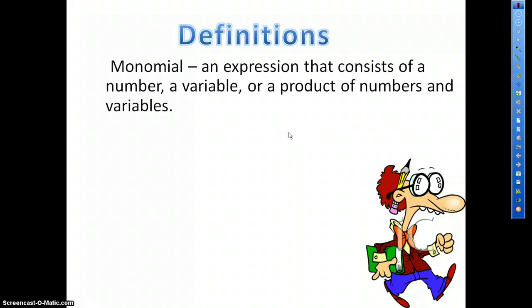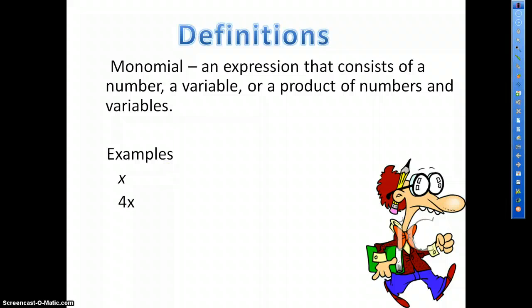Alright, so the first definition that we're going to touch on today is the word monomial. A monomial is an expression that consists of a number, a variable, or a product of numbers and variables. So when you hear the definition, you might be wondering exactly what that means. Let's look at some examples here, because I think it's a little bit more clear when you actually see what we're talking about. An example of a monomial would be x. It's a single variable. It's by itself. There's only one of them, and that's why it's a monomial.